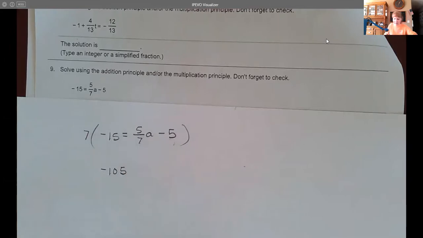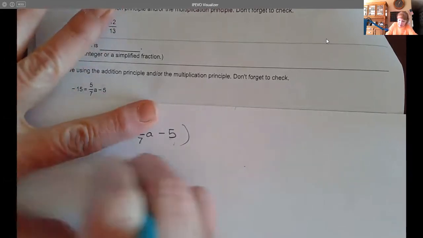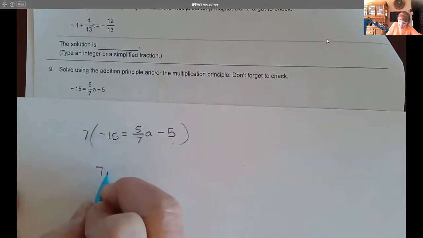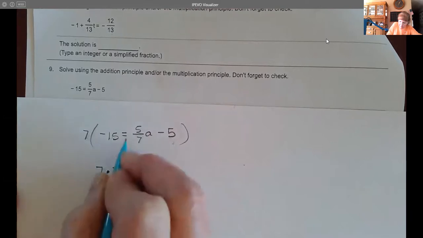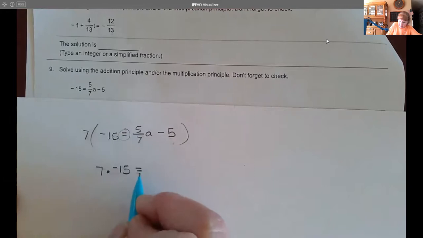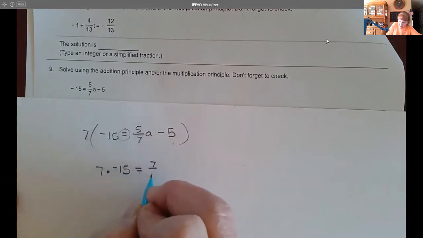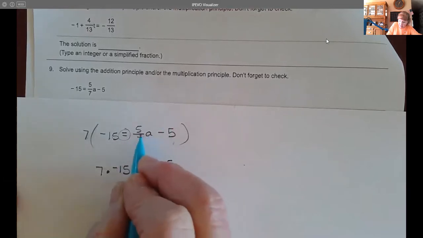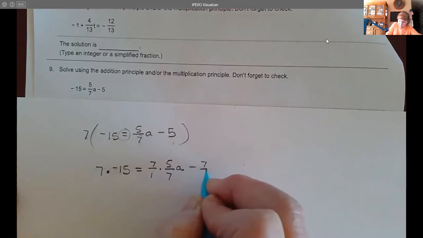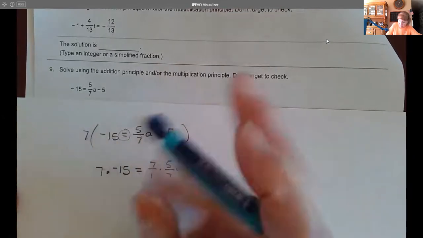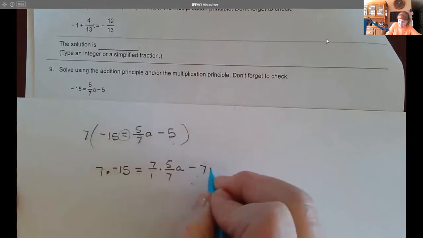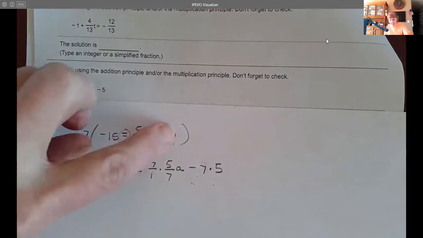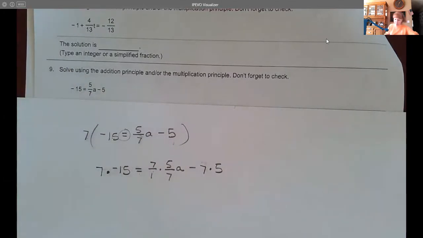Yeah. Now equals, oh, I guess I didn't rewrite it. And I have been, so I'll just keep doing that. This times this is 7 times a -15 equals, we have an equal next, 7/1 times 5/7a. Okay, that's that fraction times that, minus 7. 7/1 or just 7. We'll just do 7 since that's not a fraction. Okay, 7 times this term, 7 times this, and 7 times this. Every one of them has to be multiplied by 7.